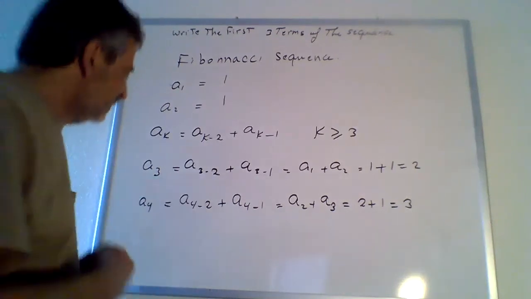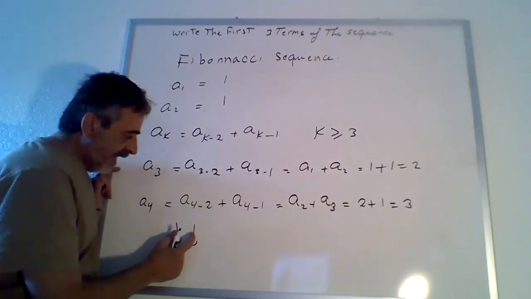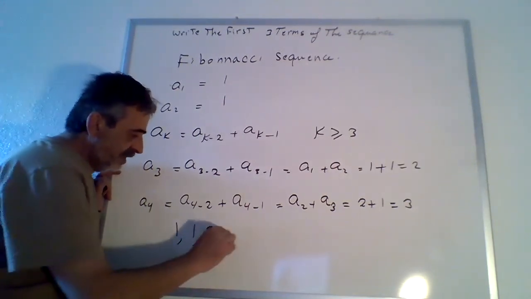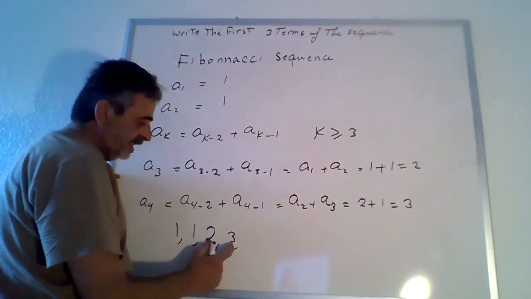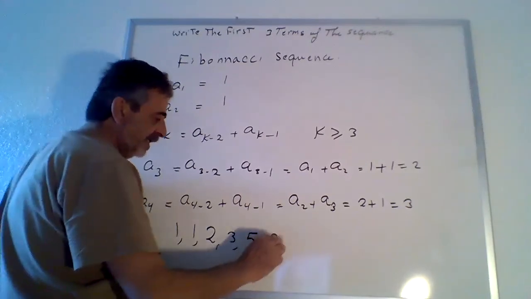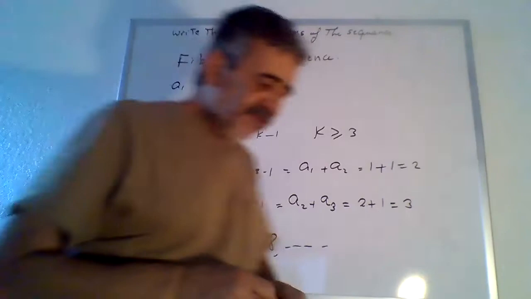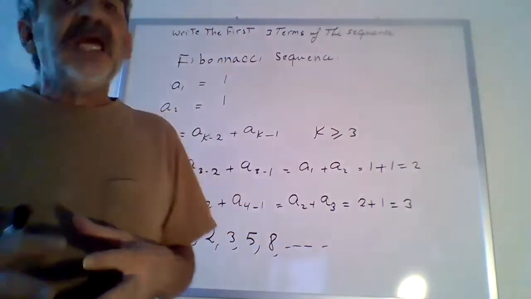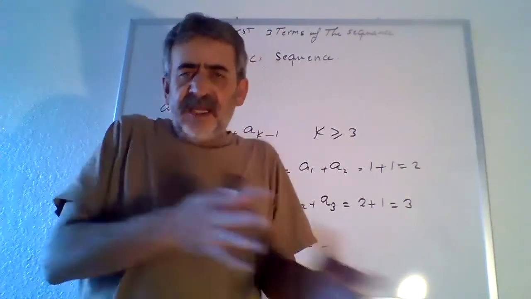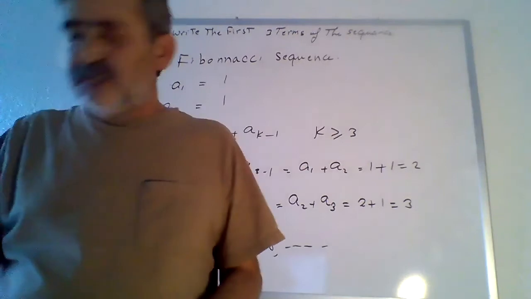So the sequence is, first term is 1, then 1. When I add these two, I get a 2. I add these two, I get 3. I add these two, I get 5. I add these two, I get 8, and so on. So basically, this is what's called the famous Fibonacci sequence, where each term in the sequence from the third term on depends on the previous two terms of that particular sequence.